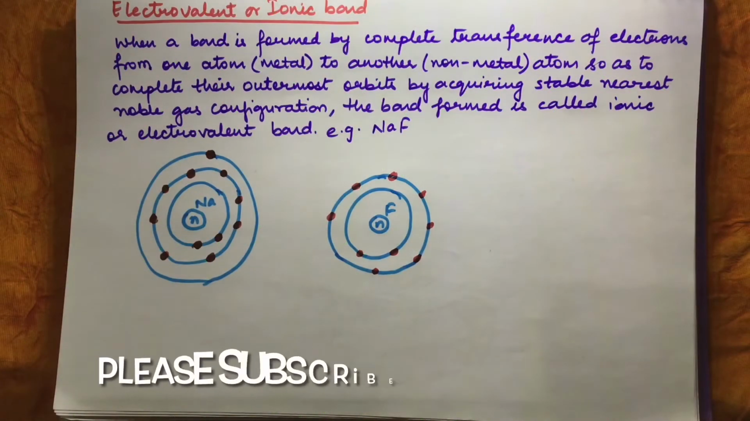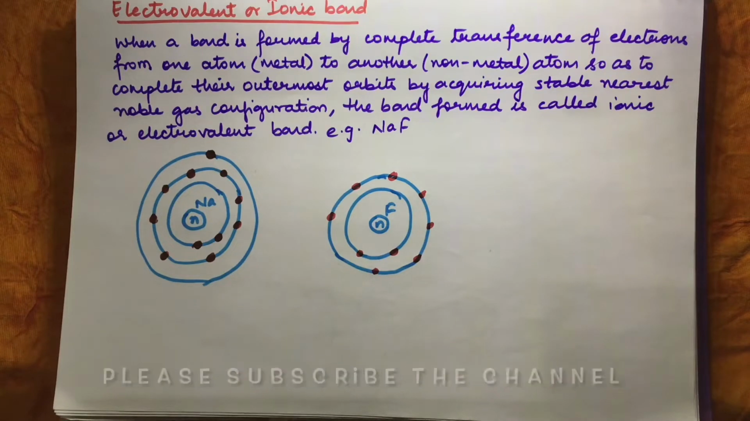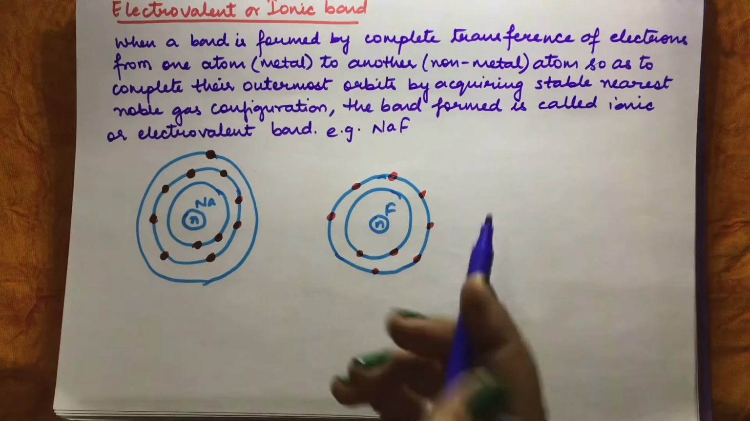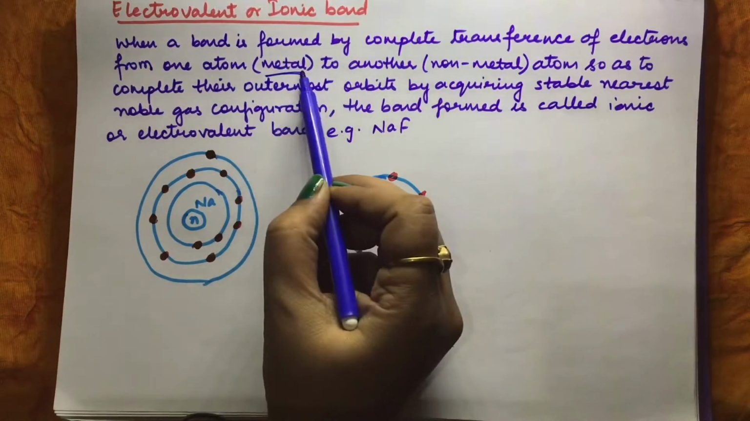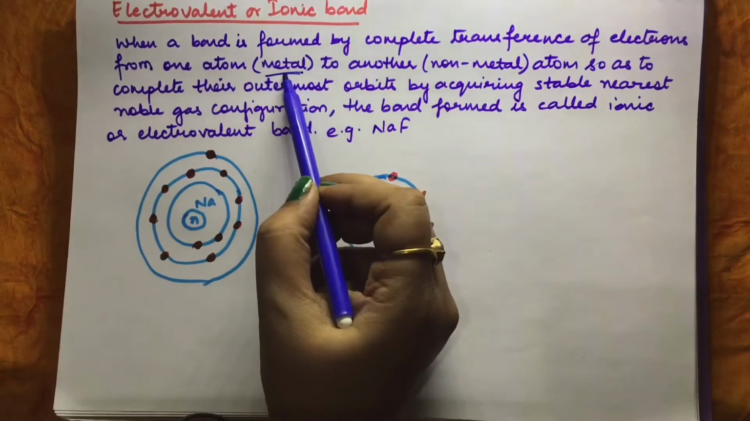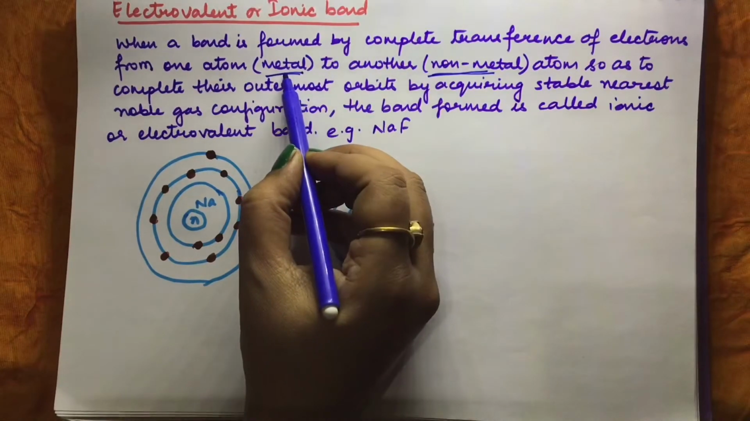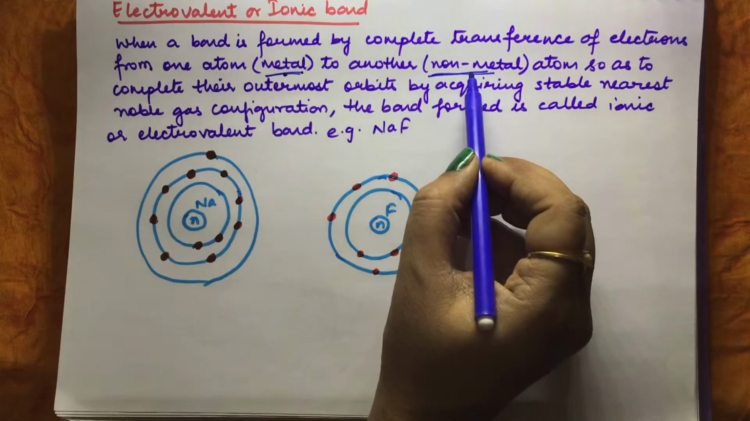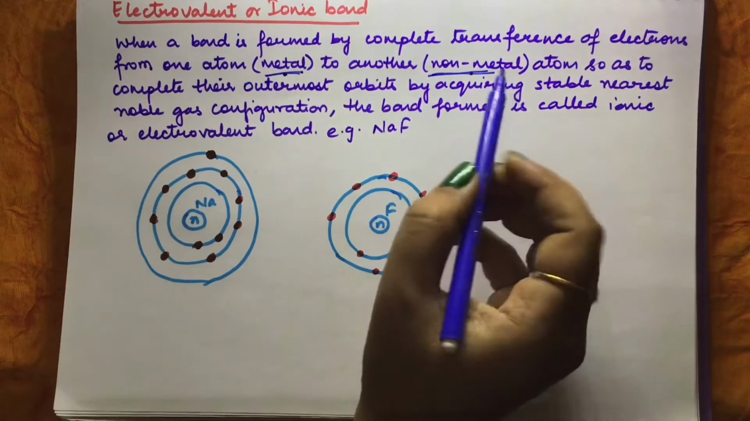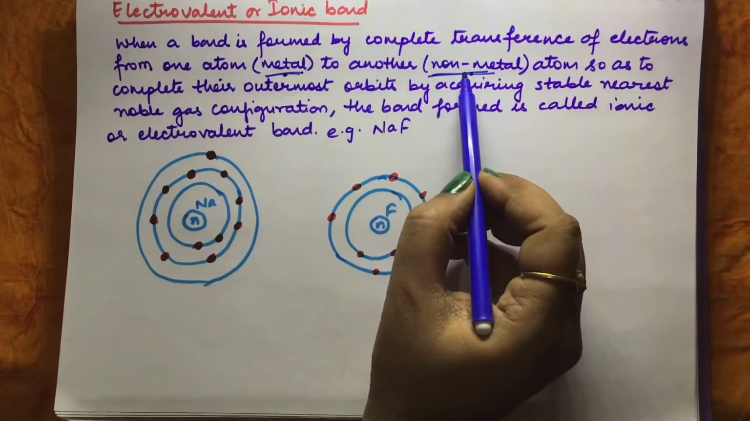Now let us first see the formation of an electrovalent or ionic bond. As we know, an electrovalent bond is formed by the complete transfer of electrons from one atom to another. This one atom will be a metal, and the electron is transferred from a metal to a non-metal. Why? Because metals have a tendency to lose electrons, whereas non-metals have a tendency to gain an electron. So this transfer of electron occurs from metal to non-metal.